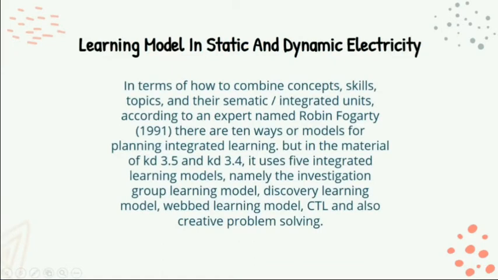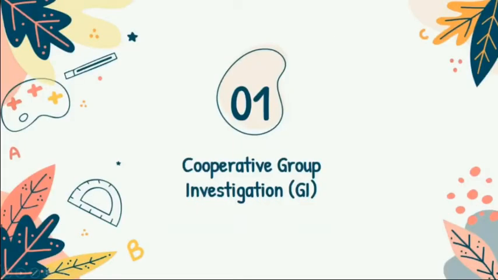Learning model in static and dynamic electricity. In terms of how to combine concept, skill, topic, and their semantic or integrated unit, according to an expert named Robin Fogarty, there are 10 ways or models for planning integrated learning. But in the material of KD 3.5 and KD 3.4, it uses 5 integrated learning models, namely the group investigation learning model, discovery learning model, web-based learning model, CTL or contextual teaching and learning, and also creative problem solving. Okay, first we will discuss cooperative group investigation or GI.